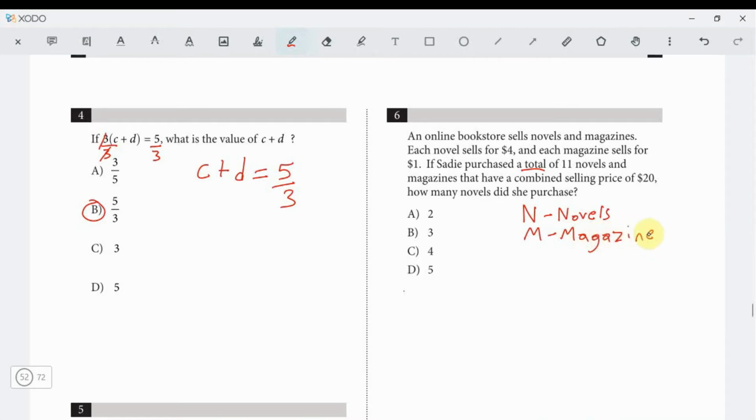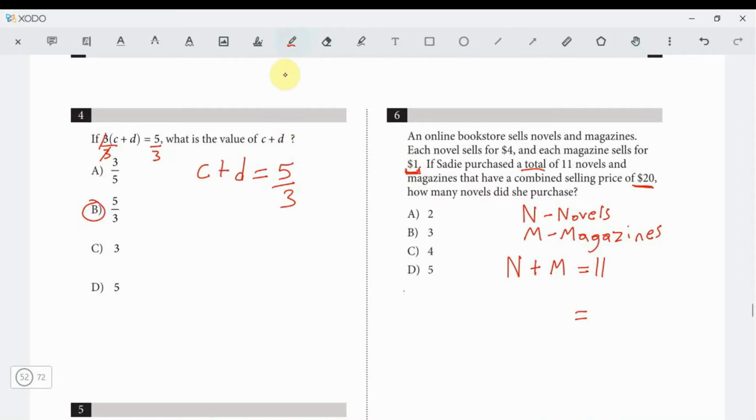So we can call N novels, and maybe we can call M magazines. Right? So what they're telling us is that N plus M, novels plus magazines, is 11. And that the combined selling price is $20. So what they're telling us then is that each magazine, at the end of the day, look at it, they told us that each magazine is just $1.